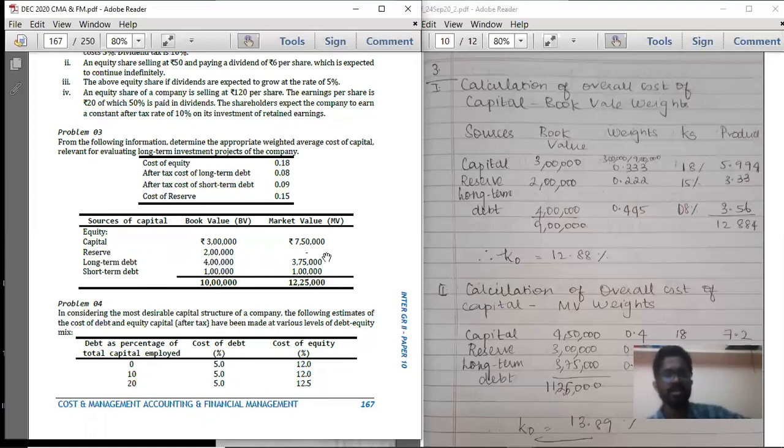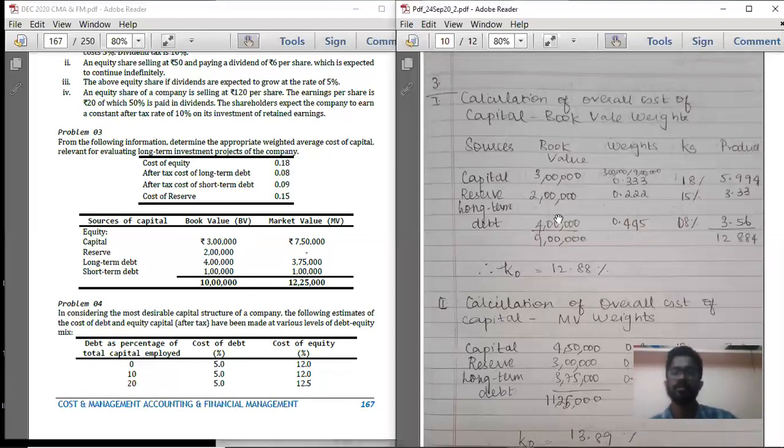Whereas market value is nothing but the value at which the particular capital has been sold in the market. That is, suppose you are having equity share capital, then the value of that equity share capital is 7,50,000. Then long-term debt is 3,75,000 and short-term debt is 1 lakh. So this is market value. They are asking us to find weighted average cost of capital under both the methods, that is book value and market value. So come to the notes.